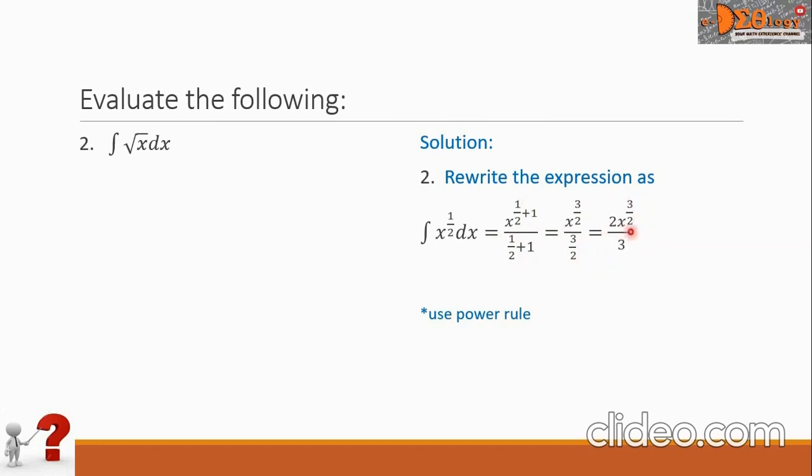We can return this x with fractional exponent into a radical expression. So we have now 2x square root of x all over 3. Then we will add the plus C. This is now the final answer.